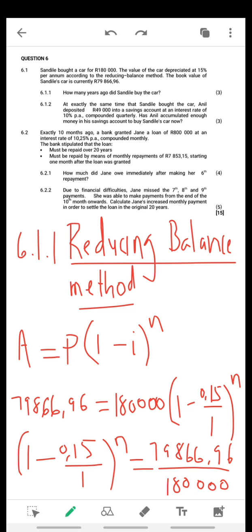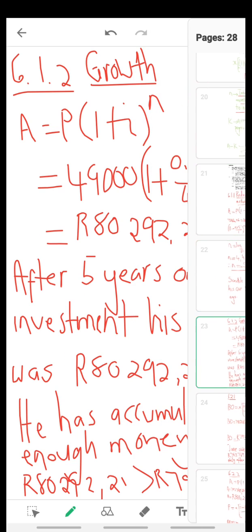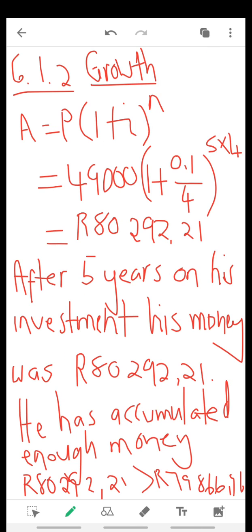Okay, and whether Anil will be able to buy Sandile's car now. So this is a growth problem because money will accumulate interest. Okay, so we also saw that this is a compound interest problem where the initial amount that was deposited by Anil is 49,000 multiplied by 1 plus the interest rate was 10%, which is the same as 0,1.